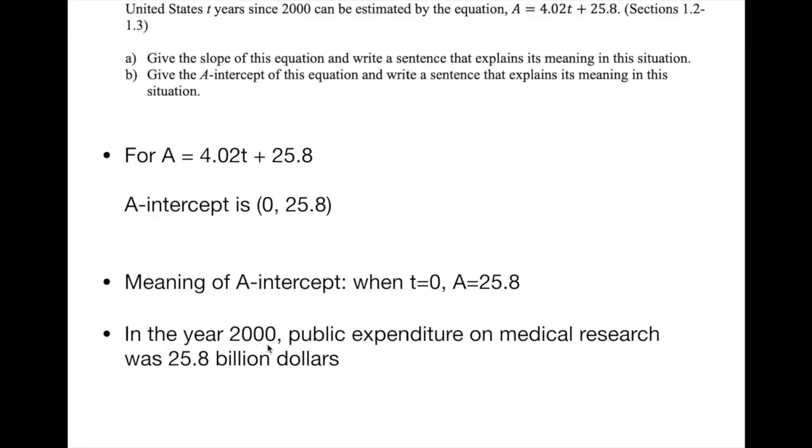So that's this part. Then A, we know it's the annual amount of public expenditure. So we put it here. This amount is $25.8 billion. Again, you need to add the unit here for A.